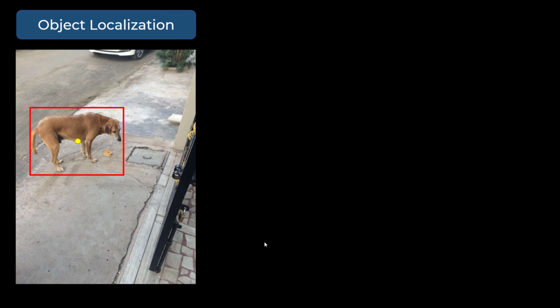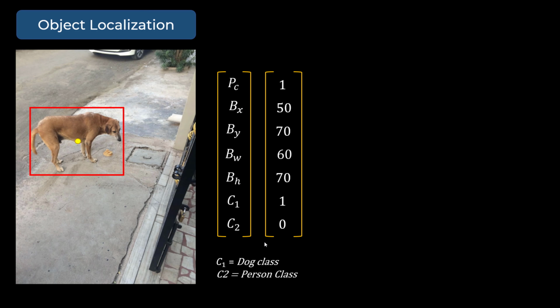In terms of neural network output, you can have a vector like this where PC is the probability of a class. So here, if there is a dog or a person, then this number will be 1. If there is no dog or no person, this number will be 0. Then the bounding box: bx, by is the coordinate of the center, which is indicated in the yellow circle here, and 60 and 70 are the width and height of this red box. C1 is class 1, that is for dog, so here it will be 1. C2 is for person, and it will be 0.